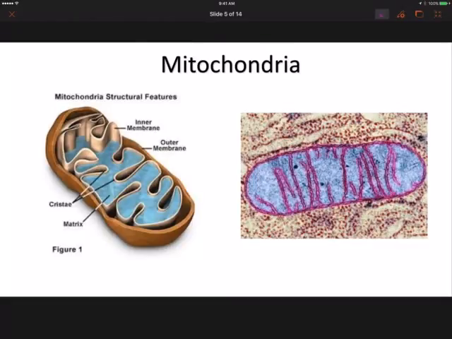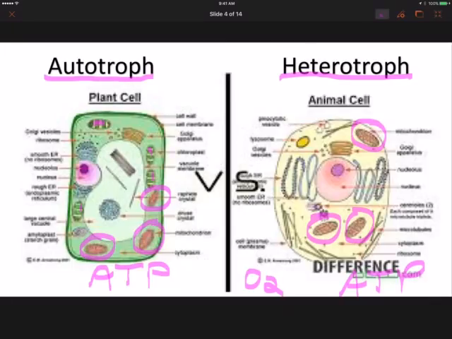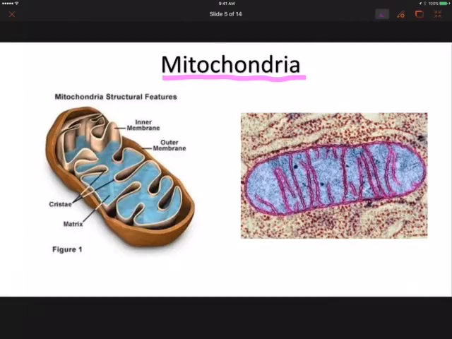Now the mitochondria are the key to cellular respiration. Just like chloroplasts do photosynthesis, mitochondria do cellular respiration. And if you saw in that previous video or previous slide, both plants and animals have mitochondria in them. So mitochondria are going to be present in all eukaryotic cells. They are not present in prokaryotic cells like bacteria. But this is where ATP is made.